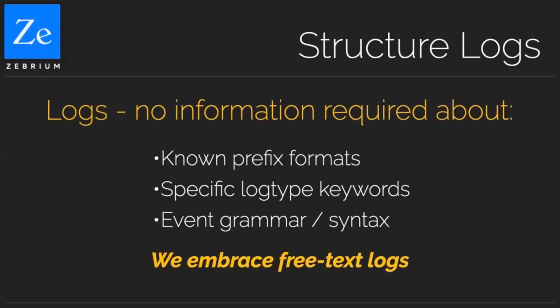So what does that mean? There's no information required to actually understand the prefix. You don't have to define that for us. We figure all of that prefix information out ourselves, timestamps and severity and so on. We don't have to be told about specific log type keywords, like this is an HTML access log, so look for these keywords, get and put and so on. We don't need any of that.